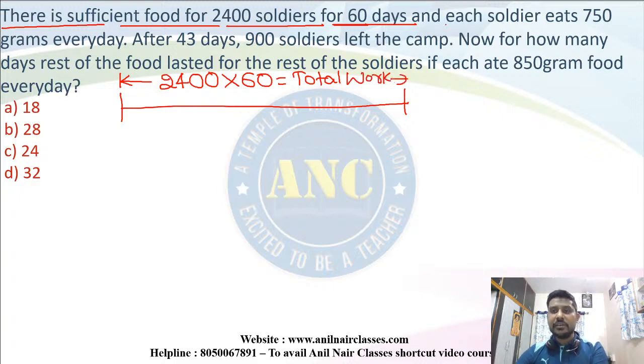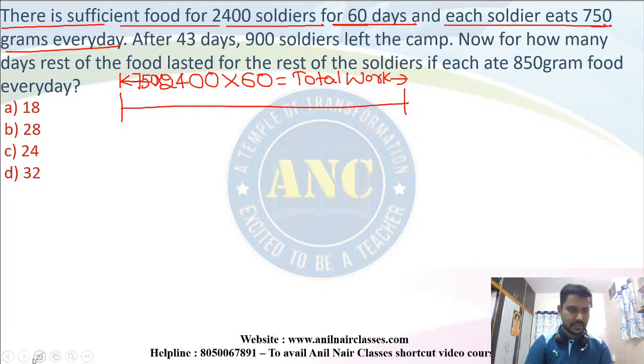Now, you don't need to assume in this question. The beauty about this question is they themselves have given in the question that they are not eating 1 kg. If nothing is mentioned, we can assume anything in fact. But in this question, they have clearly given that they eat 750 grams every day. So, total work is nothing but 2400 into 60 into 750 grams, right? Okay, let us not make it complicated. Let me erase this and let me explain you in an easy way.